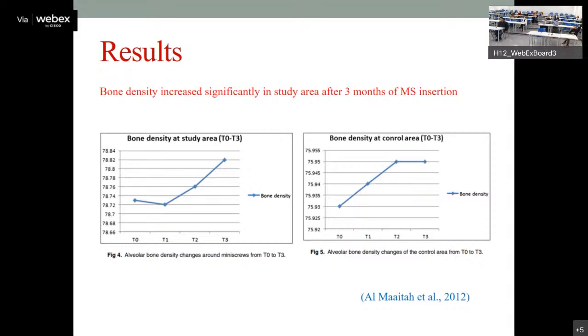Whereas in the control area between premolars, the alveolar bone density increased slightly, non-significantly. The difference between T0 and T2 was 0.02, and then it stayed stable until the end of the study. What does that mean? By looking at the control area, it means that fixed appliance treatment or tooth movement has no effect on the alveolar bone density, whereas microscrew insertion and loading resulted in a significant increase of alveolar bone density after 3 months of insertion and loading.